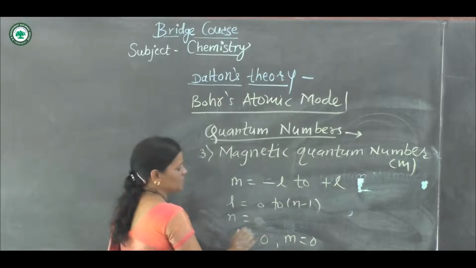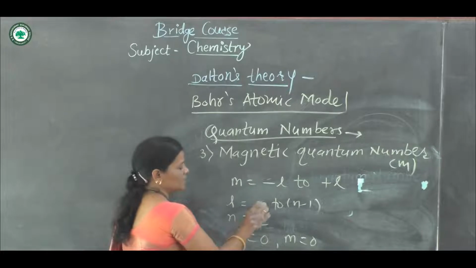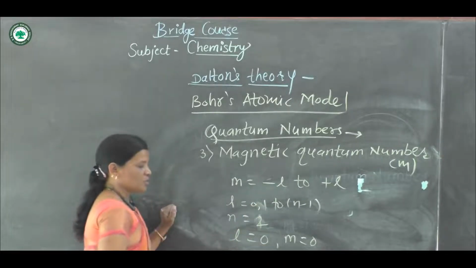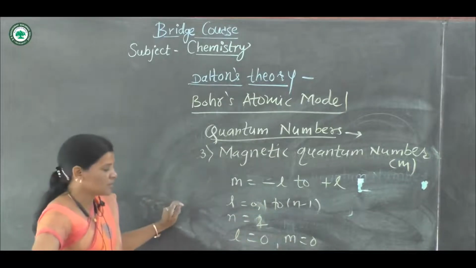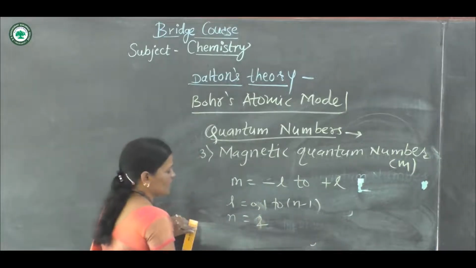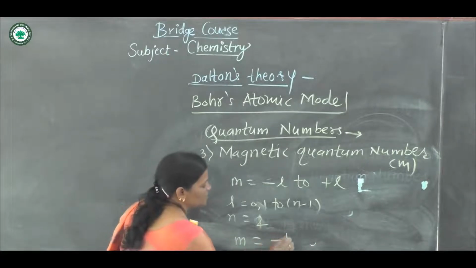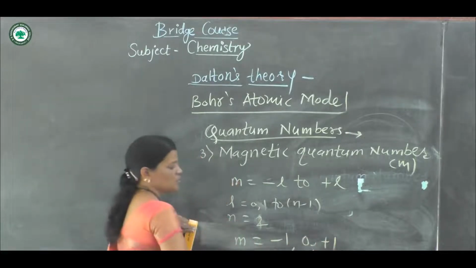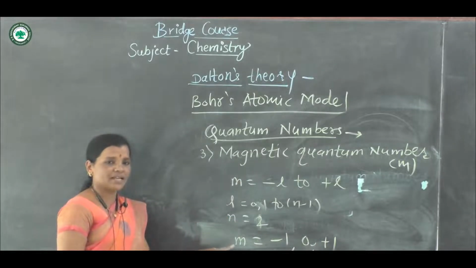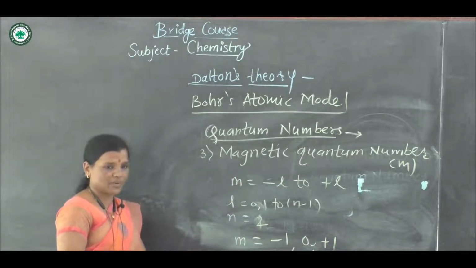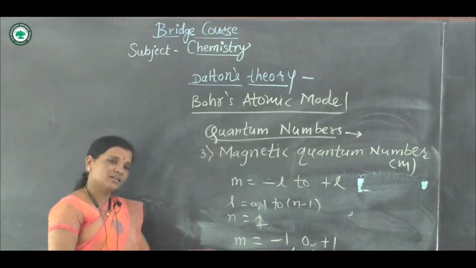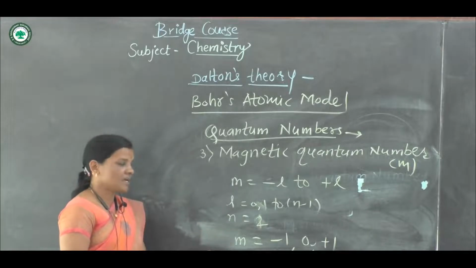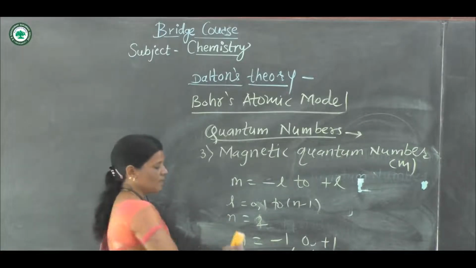For example, if we consider n is equal to 2, l is equal to 0 and 1. So minus l to plus l, that means minus 1 to plus 1. So how many values are there? m is equal to minus 1, 0, plus 1. So 3 values of m indicate that 3 suborbitals are present. For example, if the 2p orbital is there, then 2px, 2py, 2pz are the suborbitals present. That depends upon the value of magnetic quantum number.